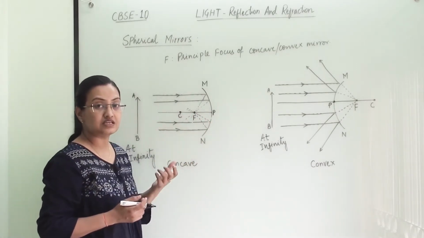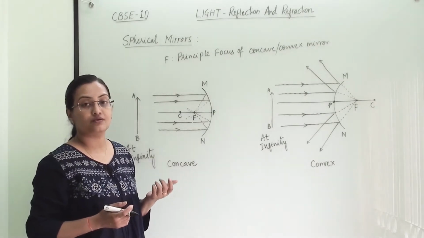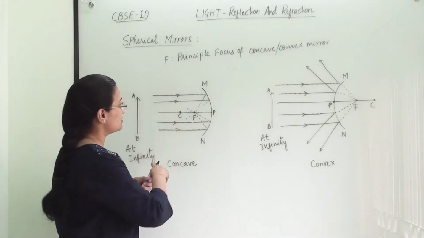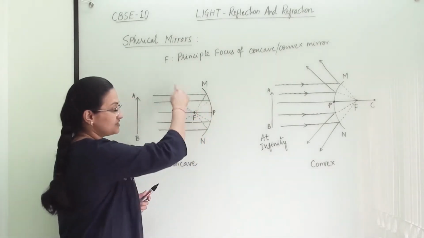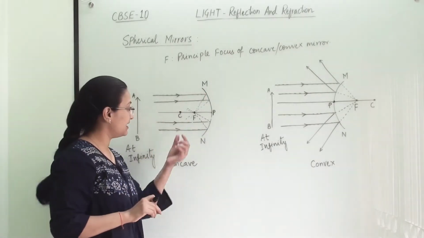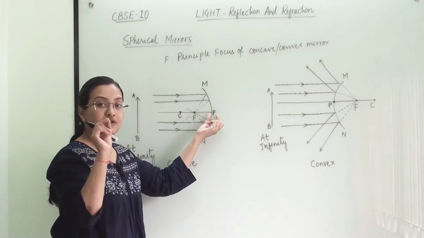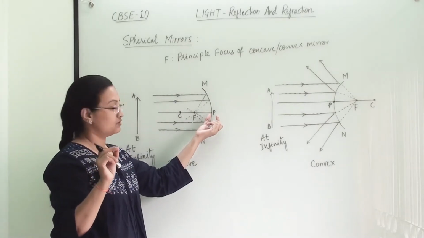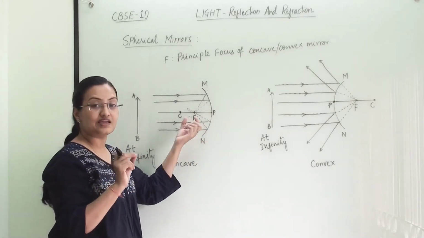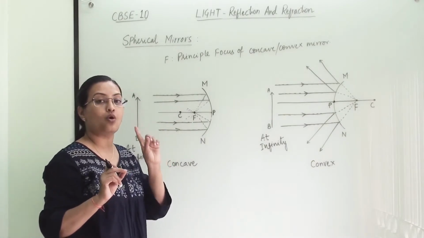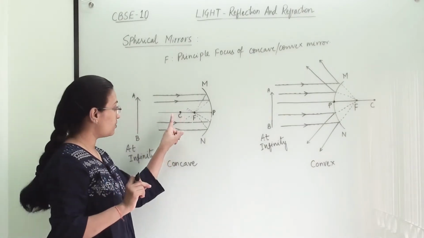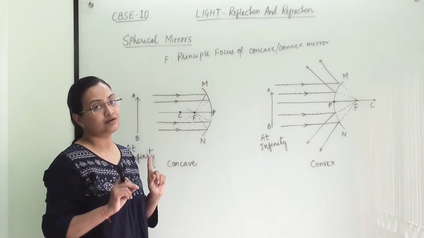Now what is C? C is the center of curvature of the spherical mirror. This mirror is a part of a sphere, as we have seen earlier, and this is the center of curvature. Now P is the midpoint of our spherical mirror. So this F point lies in between C and P and on the principal axis. All three are lying on the principal axis.